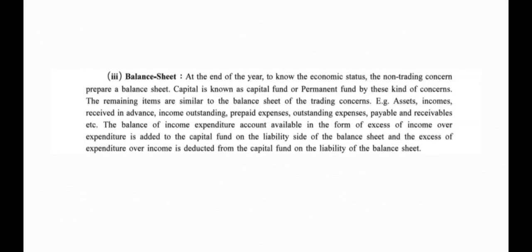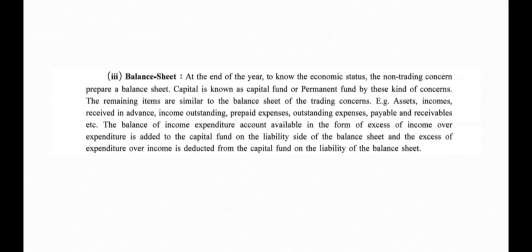What else? In addition to these two accounts, one balance sheet is also prepared to know the economic status at any particular date. At the end of the year, to know the economic status, the non-trading concern prepares a balance sheet. Capital is known as capital or permanent fund by these kinds of concerns. The remaining items are similar to the balance sheet of the trading concern, like assets, income received in advance, income outstanding, prepaid expenses, outstanding expenses, payables and receivables, etc.